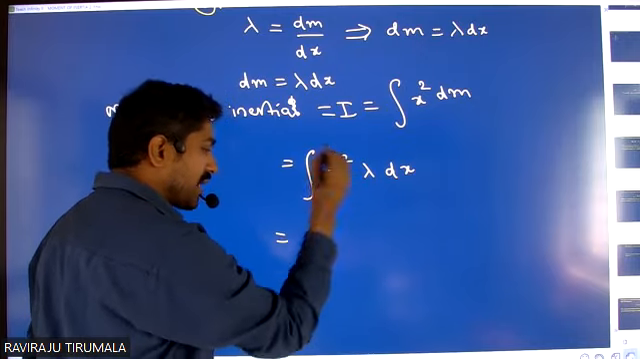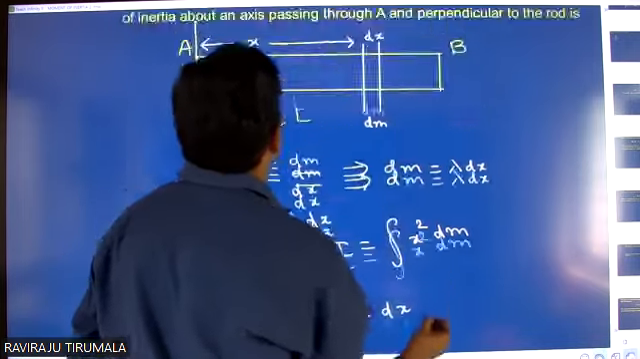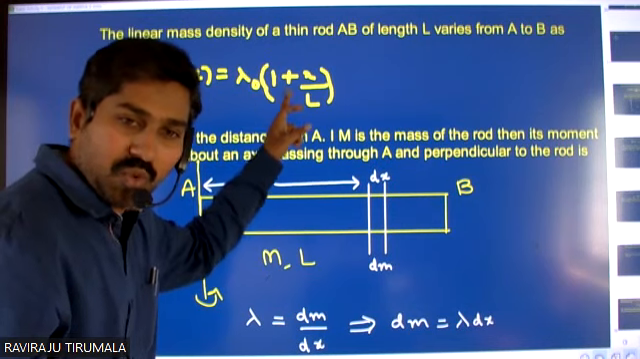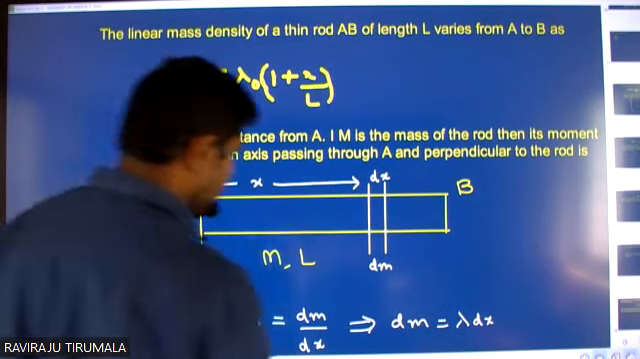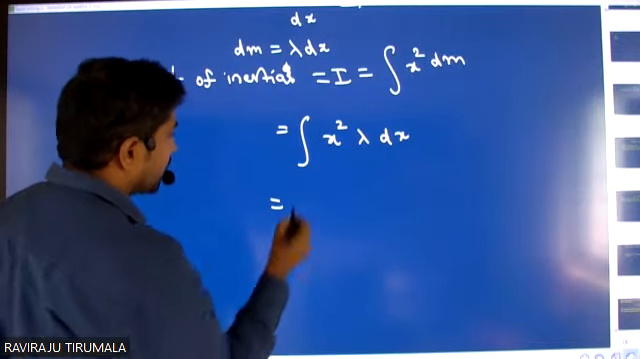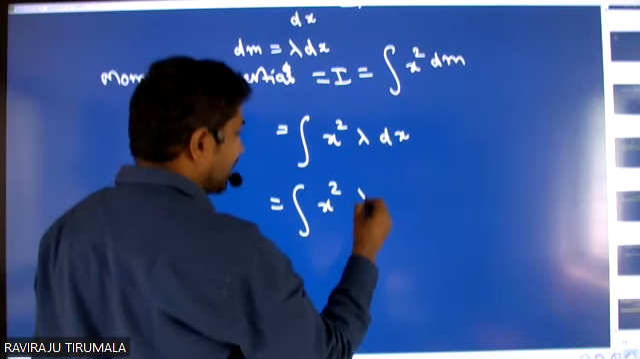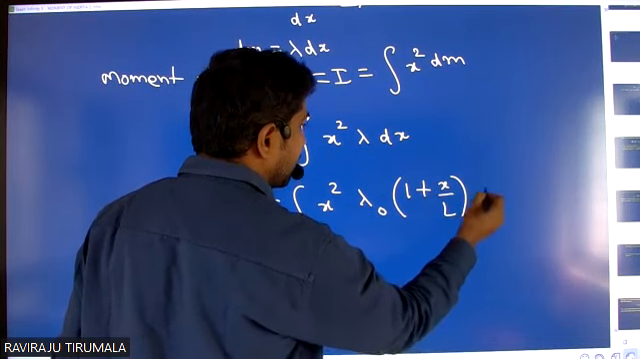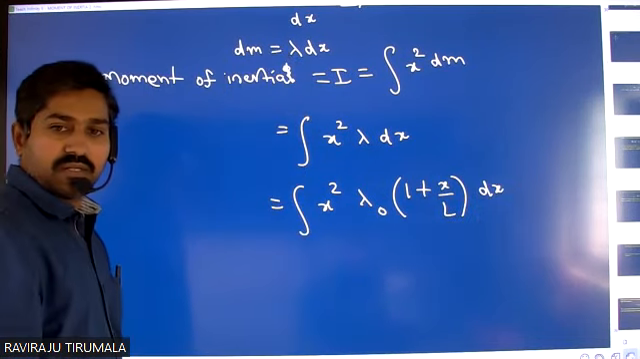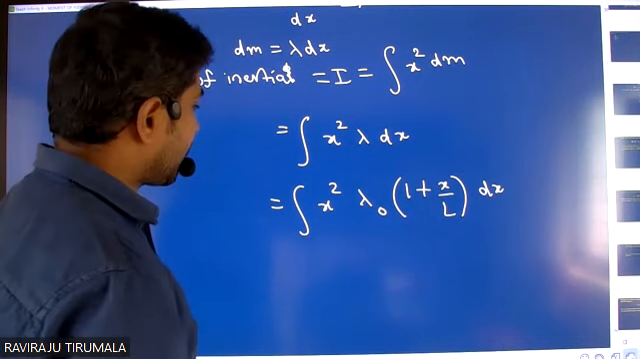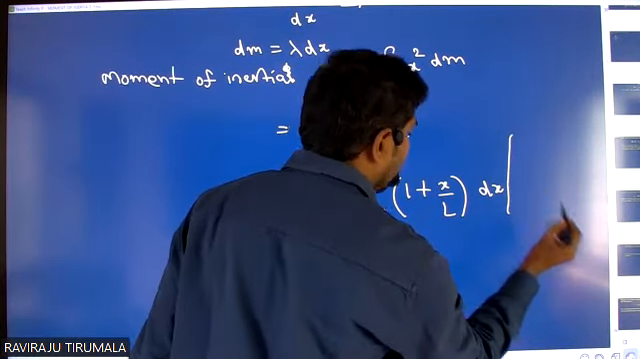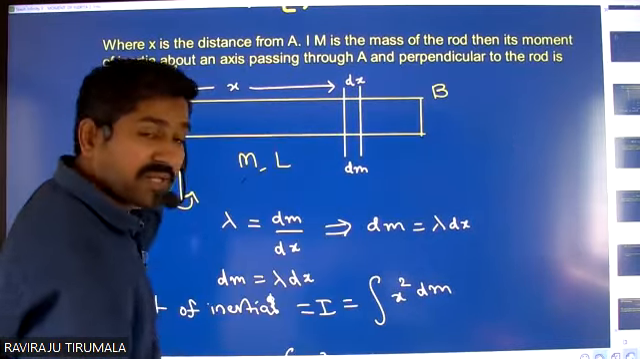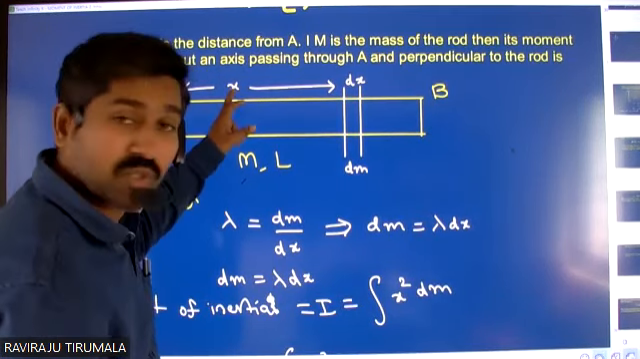And especially here for lambda, one formula was given. What is the formula given for lambda in the question? Lambda is equal to lambda naught into 1 plus x by L. So here you can write integral x square into lambda naught into 1 plus x by L. And now you have to calculate the integration from the initial point to the final point of the rod, that means from point A to point B. From the reference line, x is the only variable.